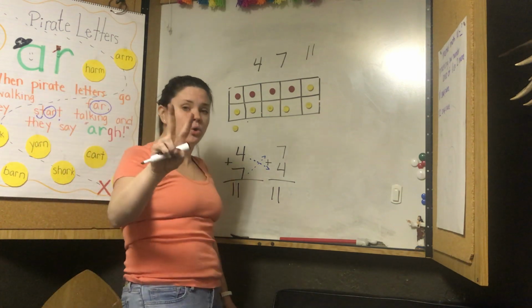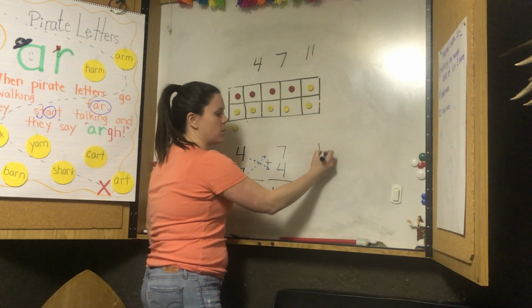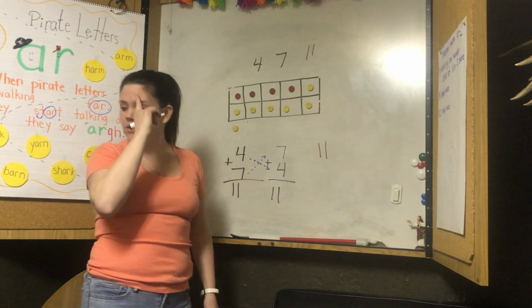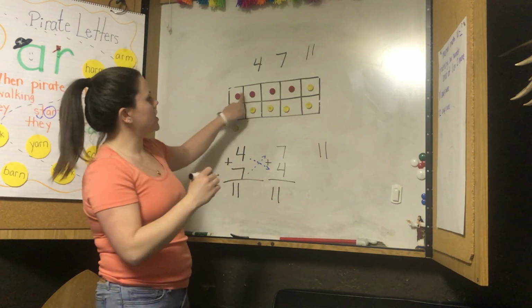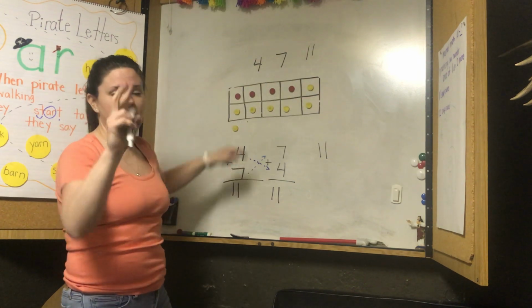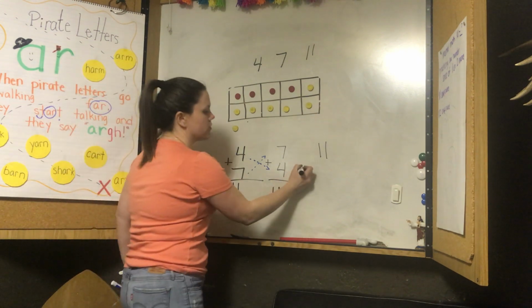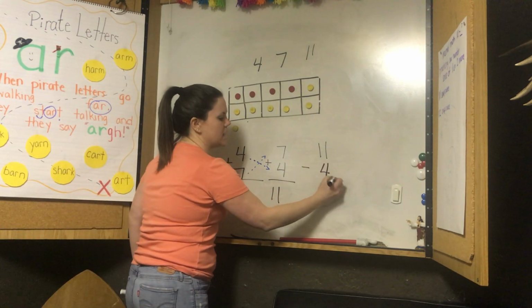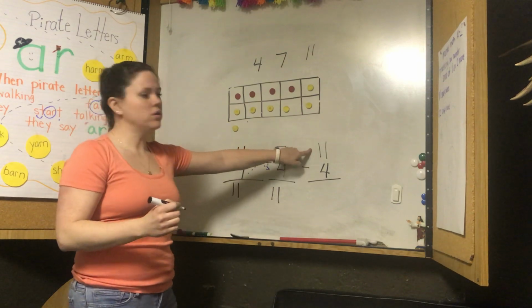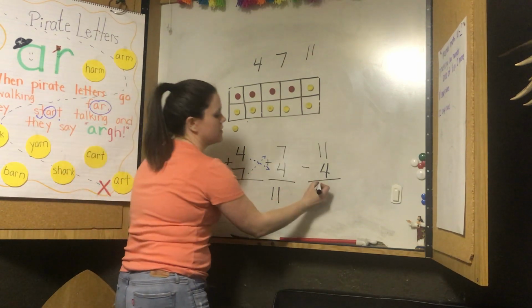But now I have my 2 related addition facts. I need my 2 related subtraction facts. And with subtractions, I start with the whole. So let's do 11. Let's take away our red first. Here's my whole, my red and yellow together. But I have the 2 parts. I have one part that's red and one part that's yellow. So first I'm going to start with 11 minus 4. Whole, take away one part, leaves me with the other part, the difference.